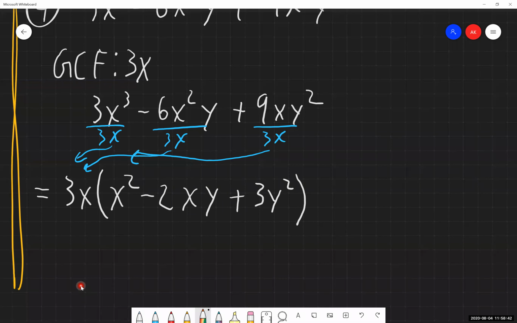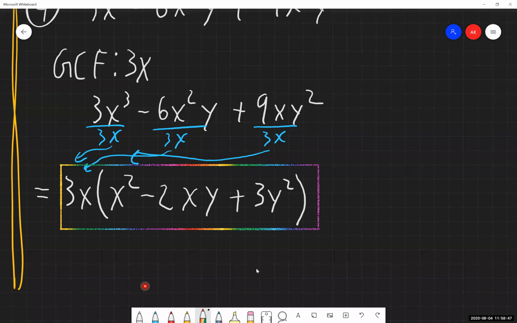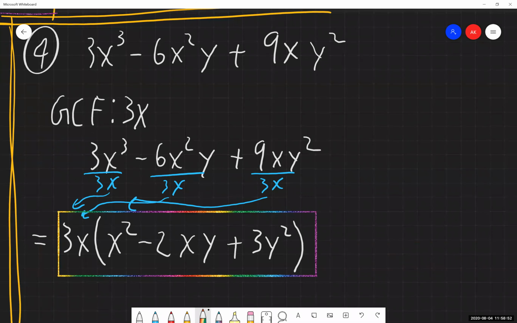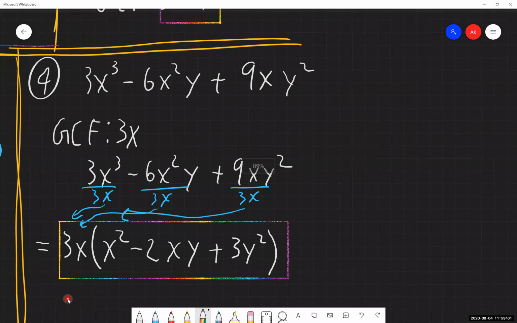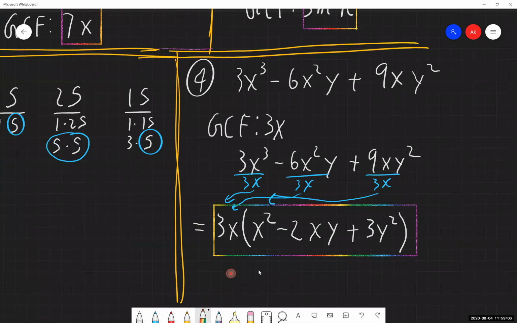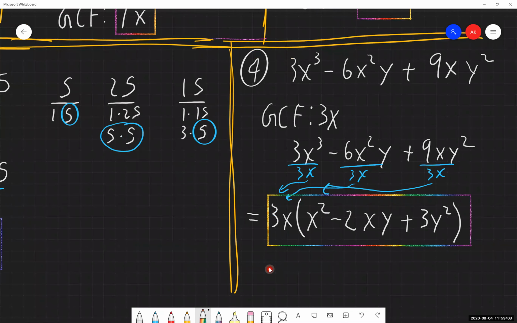So now I have successfully factored that original expression. Okay. So this is how we go through and factor a polynomial using the greatest common factor. So I'm going to jump us back over to our notes and we're going to go through the last part that we have for this section.